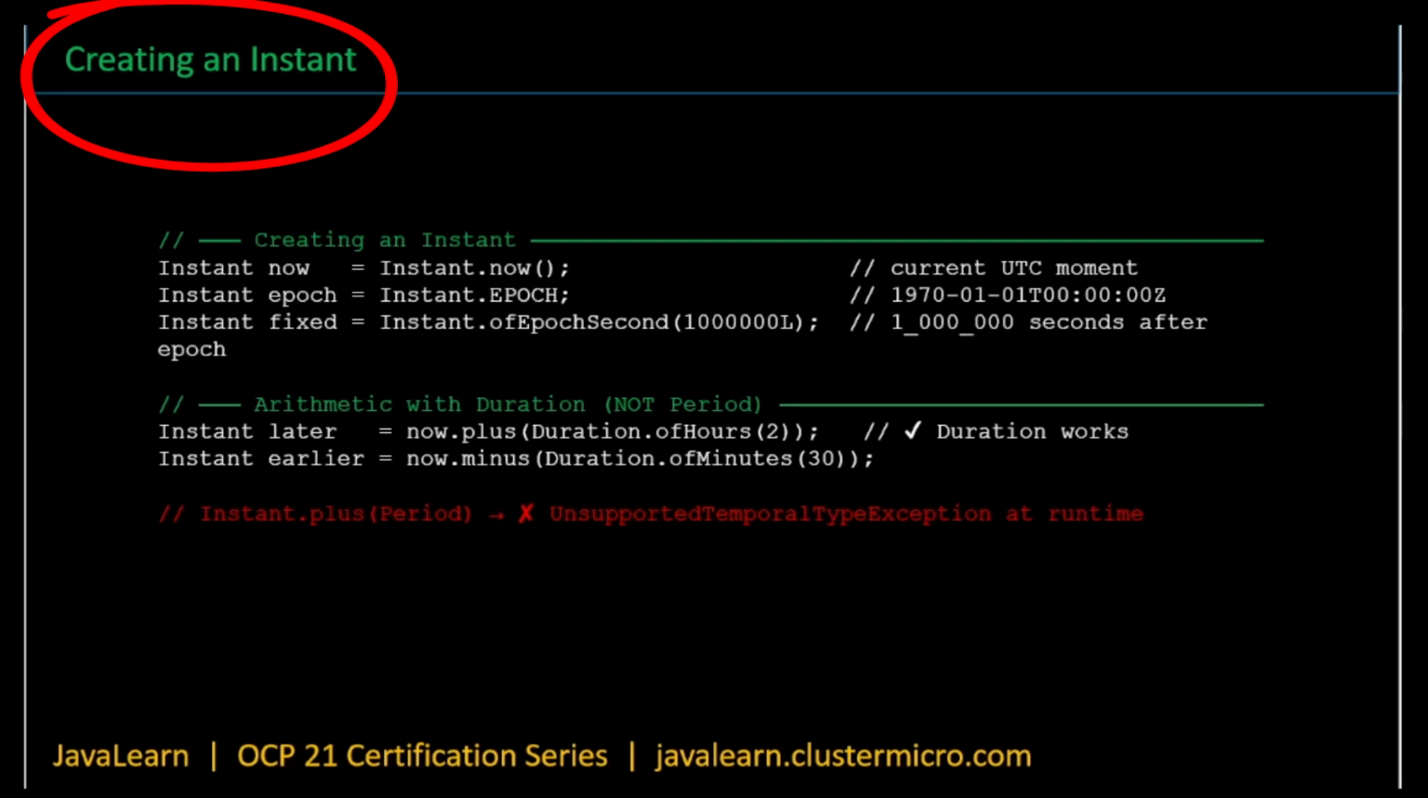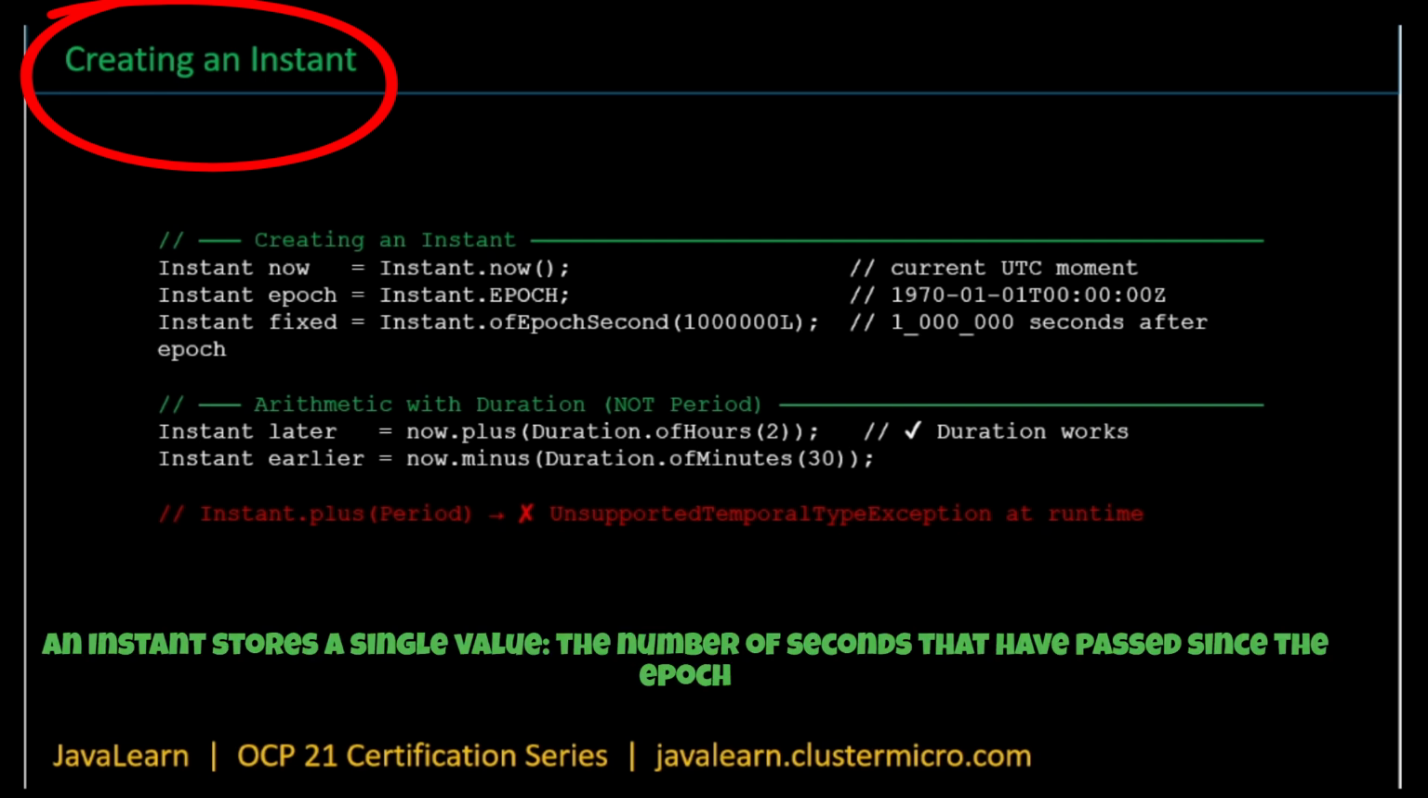So, creating an Instant. Before we look at the code, let me explain what an Instant actually represents at the technical level, because once you understand this, everything else about Instant makes sense. The epoch is a fixed reference point in time: midnight on the 1st of January 1970 in UTC. This date was chosen as the universal reference point for computer time by the early Unix developers, and it has been the standard ever since.